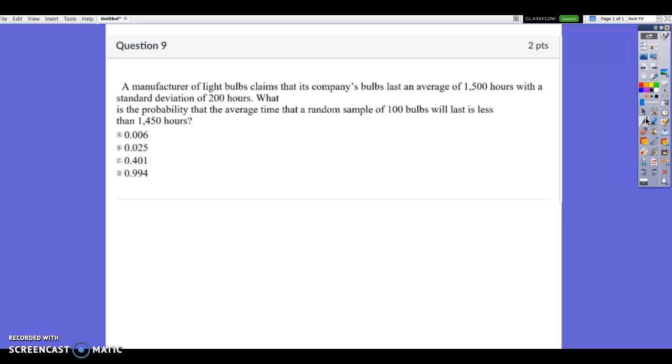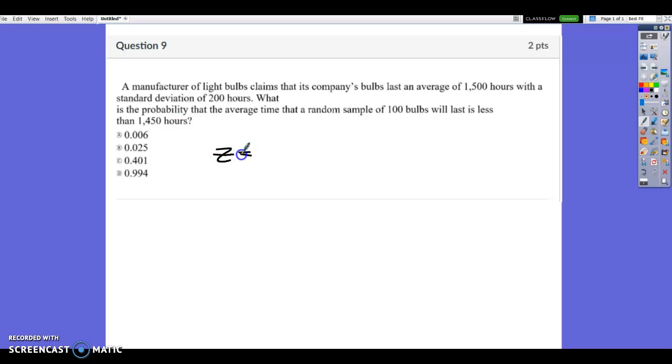All right, a manufacturer of light bulbs claims that its company's bulbs last an average of 1,500 hours with a standard deviation of 200 hours. What is the probability that the average time that a random sample of 100 bulbs will last is less than 1,450 hours? All right, so the fact that they give us the 1,450 hours tells us that the first thing we need to do is find the z-score.